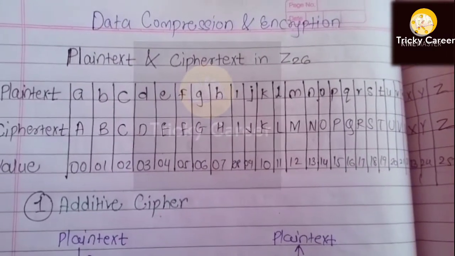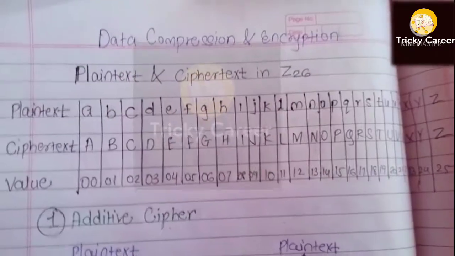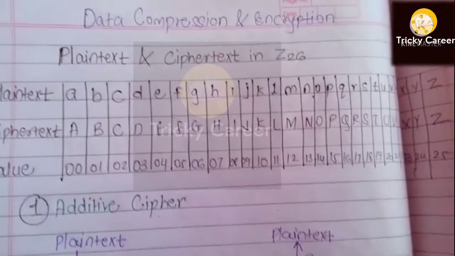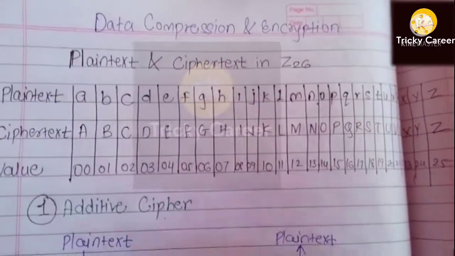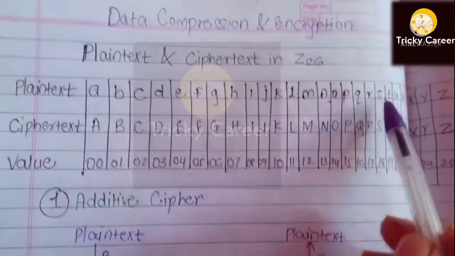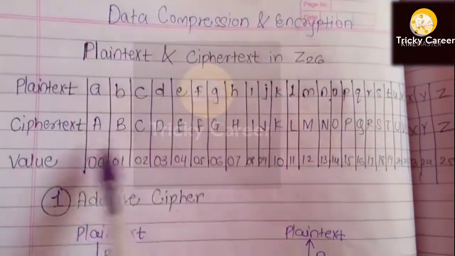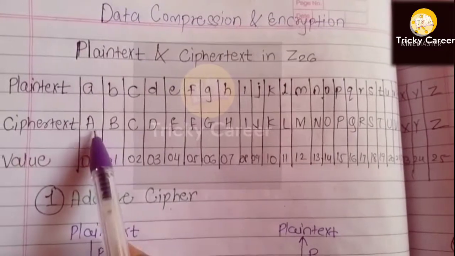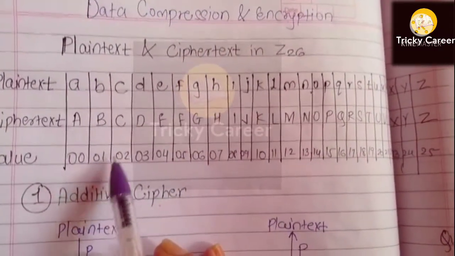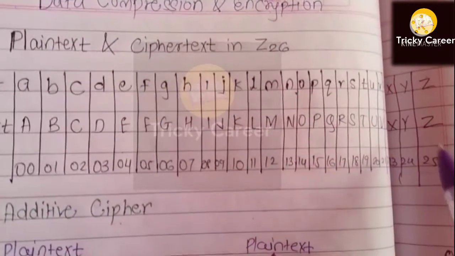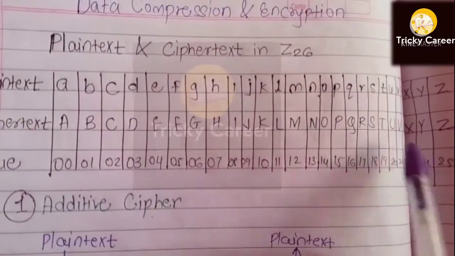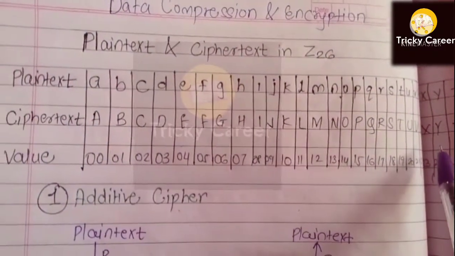There are letters in the alphabet, from A to Z. Starting from letter A and ending with letter Z, the small letters are the plaintext, and the capital letters are the ciphertext. A is represented by 00, B by 01, 02, and so on, ending with the letter Z as 25. So there are 0 to 25, a total of 26 letters.